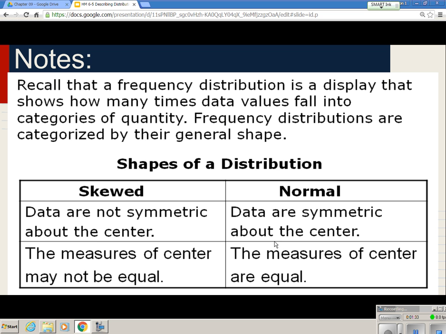So what does it mean to be skewed? Well, basically it means the data is not symmetric. You know what symmetrical is. It's even on both sides. And the measures of the center are not always equal. Well, the opposite of that then for normal is they are symmetric, and the measures of the center are equal. Have this down, and then we'll look at a few so you can see what I mean.